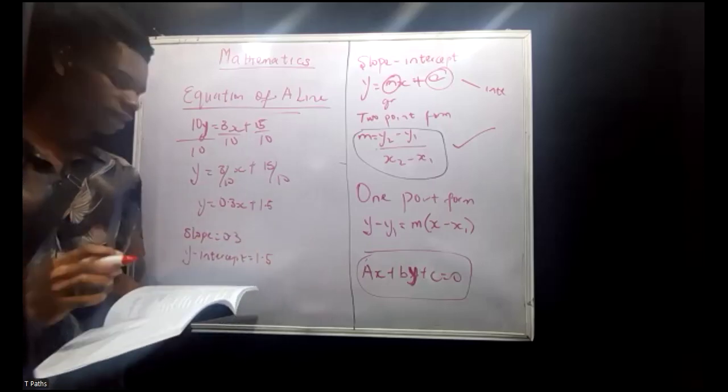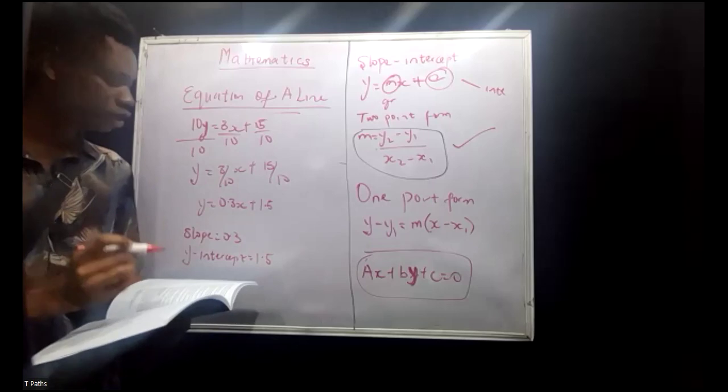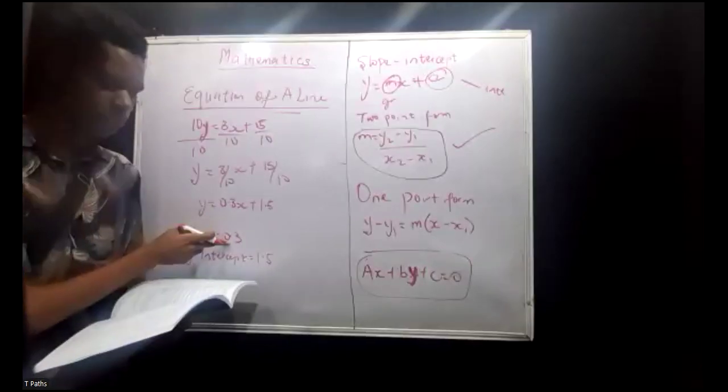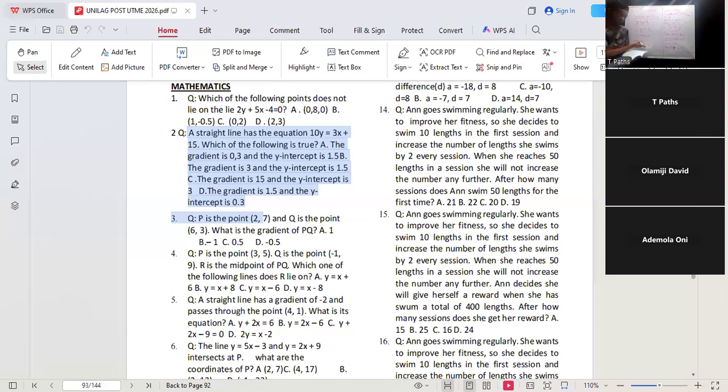So let's look at it together. Which of the options has the gradient as 0.3 and the y-intercept as 1.5? That is option A. The gradient or slope is 0.3, right? And the y-intercept is 1.5. So option A is correct. So you see how we went about that.